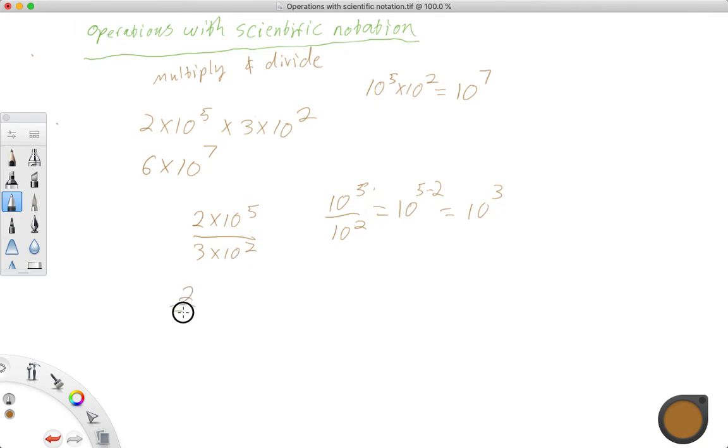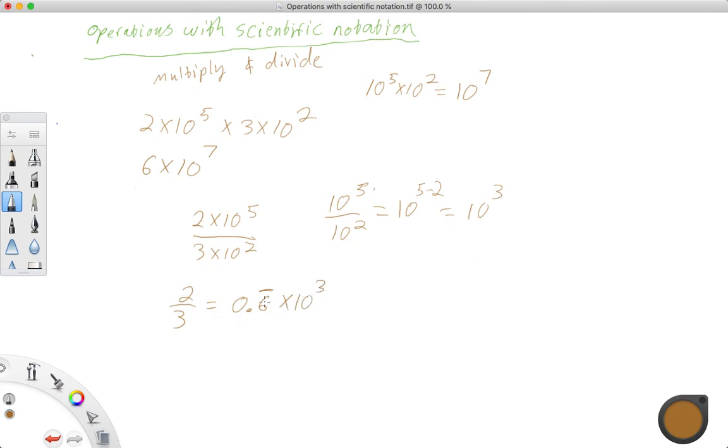And then we have 2 divided by 3, and this was probably a poor choice of fractions, but 2 divided by 3, that is a fraction. It's actually 0.6 repeating. But we're going to go ahead and turn this into scientific notation. Remember, so we have 0.6 repeating times 10 to the 3rd power.